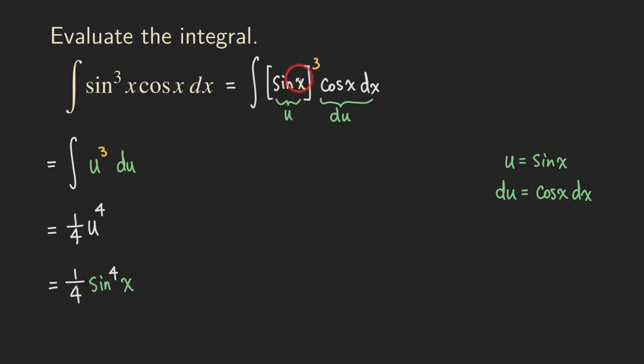Instead of putting it in this form, I will put the 4 between the sine and the x. That indicates that it's sine of x, and then the whole thing is raised to the fourth power. So that's it for this problem. And don't forget that you need to add the constant, which will give you the most general antiderivative for this integrand.